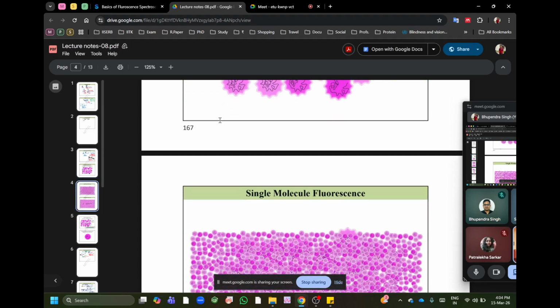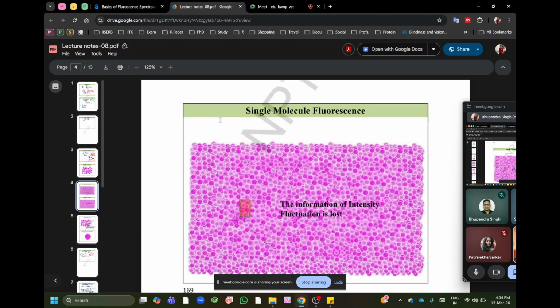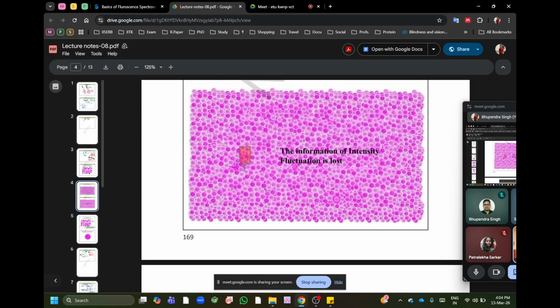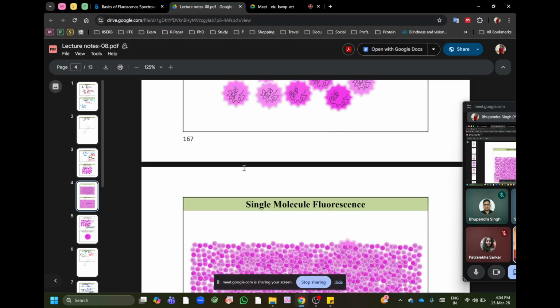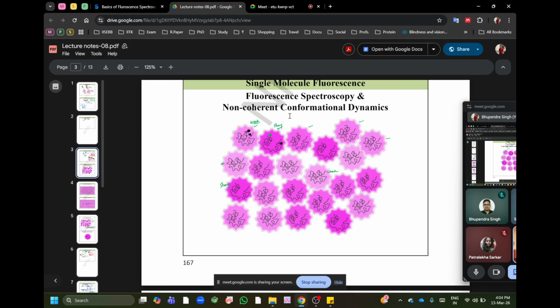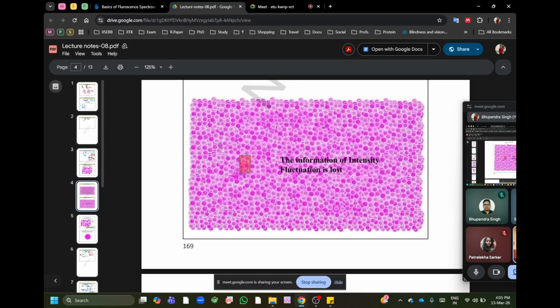But if you have ensemble averaging, like this, so many molecules, which means you are doing the bulk measurement, then you will basically see the average picture of all these. You will not see the conformational fluctuation dynamics of a single molecule. You will see the average. And that fluctuation is so fast that you cannot measure it.